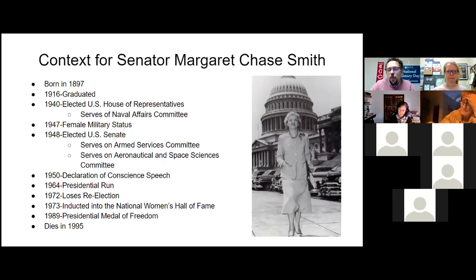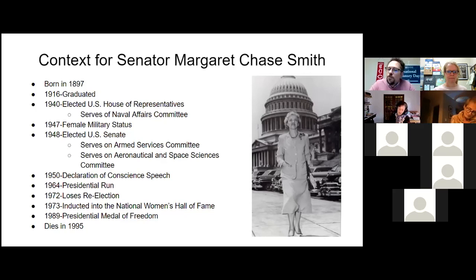She wanted to prove a point by running only on her record, so by not taking any campaign contributions. And everybody else on the Republican side had less experience than her, and she wanted to point that out, that she was much more qualified to be the person to run for the Republican Party. And she became the first woman to be placed in nomination by a major political party at a convention.